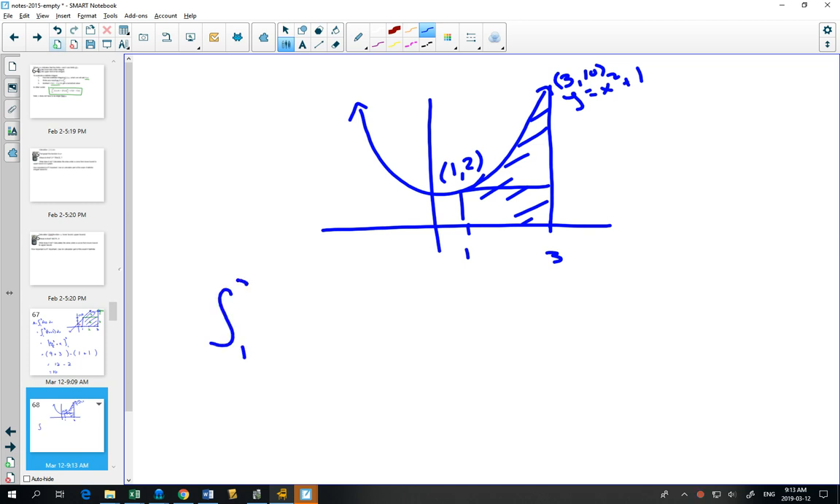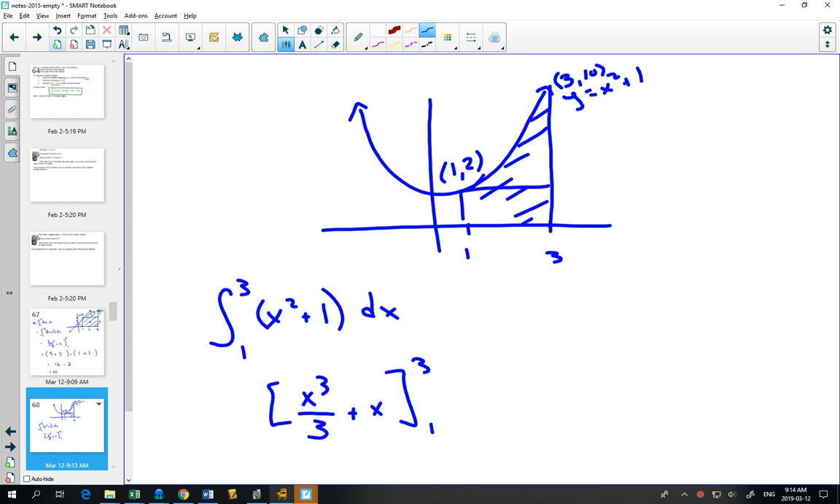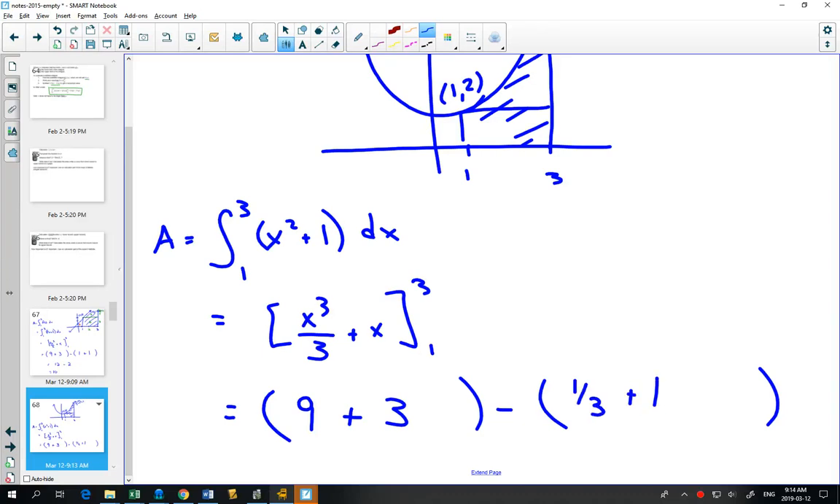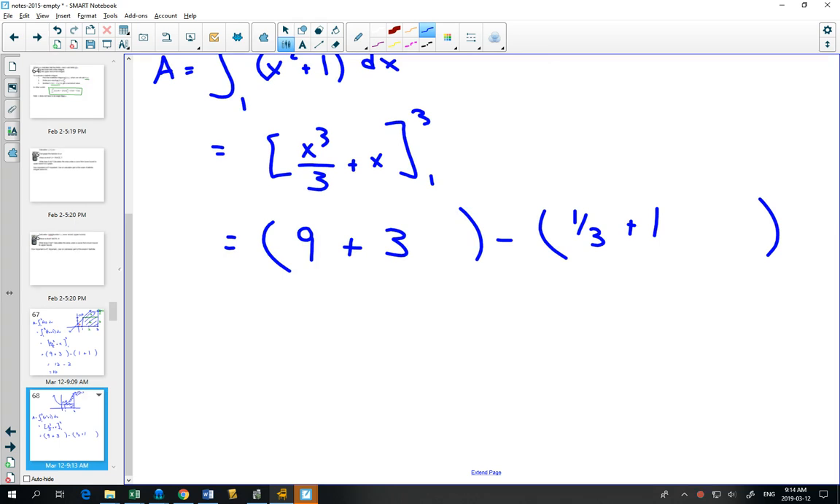But the area from 1 to 3 of x squared plus 1 dx, this is easy again to integrate. And then I always like to draw the brackets with two things like this. Plug in 3, so we're going to get 27 divided by 3, which is 9 plus 3. And plug in 1, which is 1/3 plus 1. So we're going to get 12 minus 1 is 11 minus 1/3.